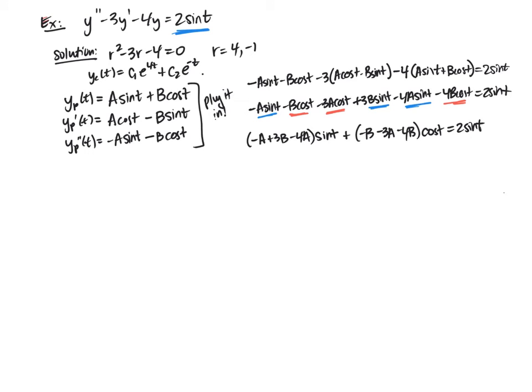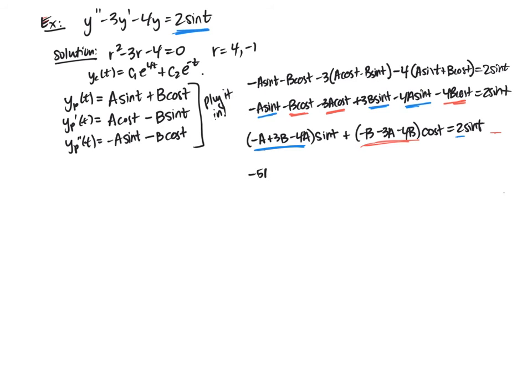Okay, so this is going to give me two equations in A and B. Clearly the coefficients of sine need to be equal to each other on either side of the equal sign, so I know that this coefficient here needs to be equal to 2, and this coefficient here needs to be equal to 0, which is the coefficient of cosine on the right-hand side.